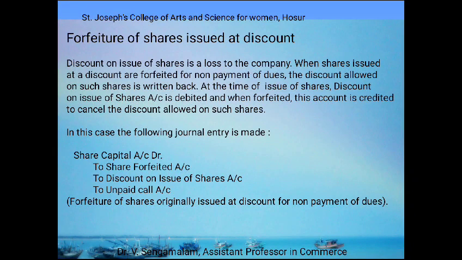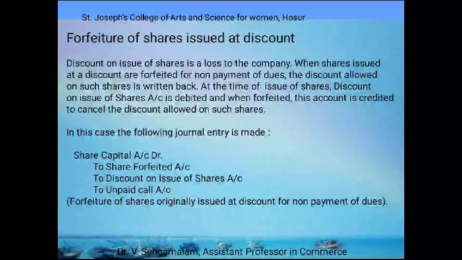Forfeiture of shares issued at discount. The accounting treatment: share capital account debit, to share forfeited account, to discount on issue of shares account, to unpaid calls account.